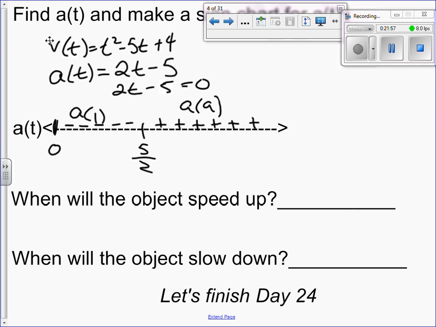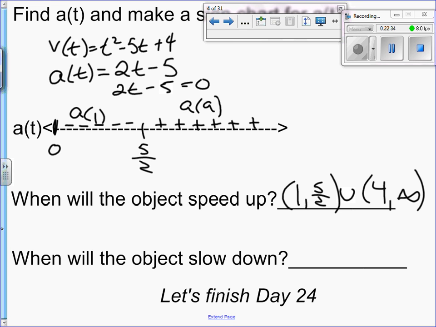Riley has an idea. What are you thinking? 1 to 5 halves? They have the same sign, does everyone agree? So from 1 to 5 halves, they have the same sign, so it's going to speed up. Anywhere else? Yep, 4 to infinity? Is that true? Okay, good, then I'll buy it. I just trust you guys. So those are the times when the object will be speeding up.